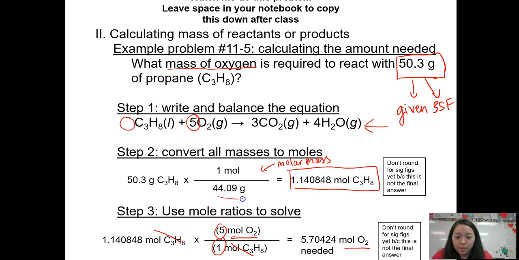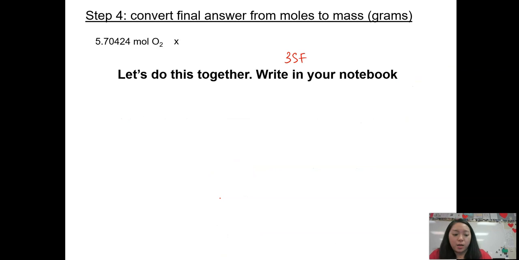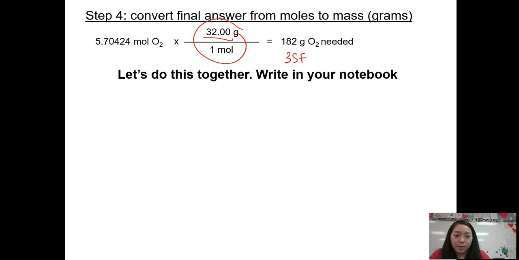Disregard any of these numbers, like the molar mass that you have to use, and also this one as well. See how this has 4 sig fig, but I already told you that the final answer must have 3 sig fig. So that means that you do not count these numbers towards your significant figure.